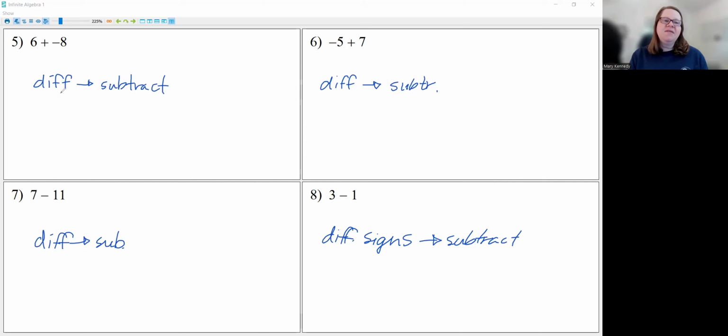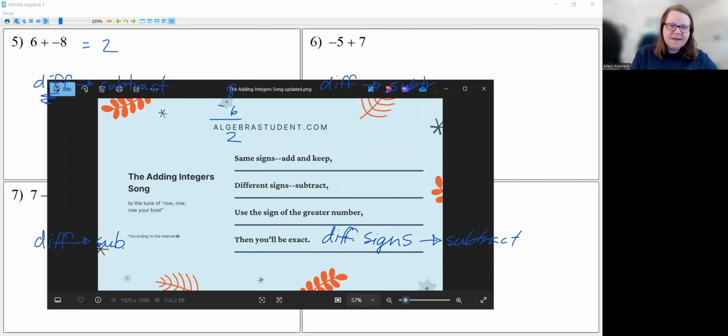All right, so now that I know these are different, I'm going to subtract the numbers. Don't think about the negatives still. Just subtract. 8 minus 6 is 2. Then the last part of that rule, let me pull it back up on the screen. Wrong one. Here we go. Use the sign of the greater number.